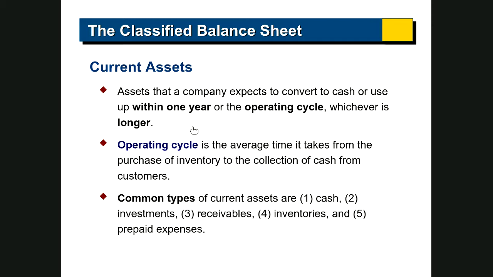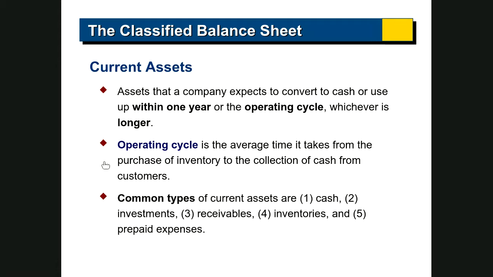Now, what is an operating cycle? Operating cycle is the average time it takes from the purchase of inventory to the collection of cash from customers. So if it takes longer than 1 year, which is not the case for most companies, because if you buy fruits and vegetables, it will be sold within a few days. So it is not going to take more than 1 year.